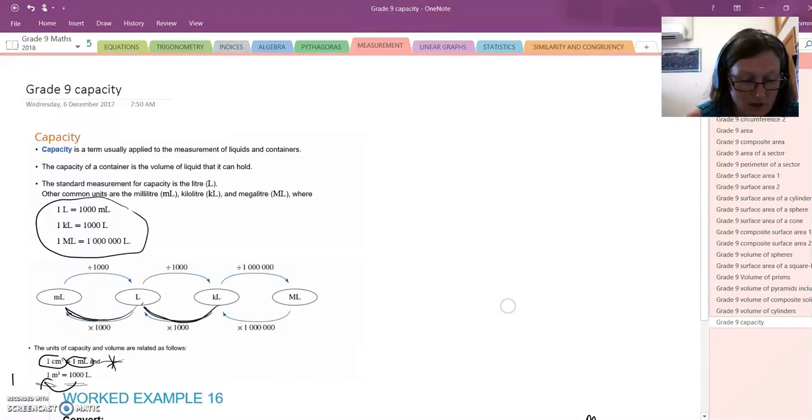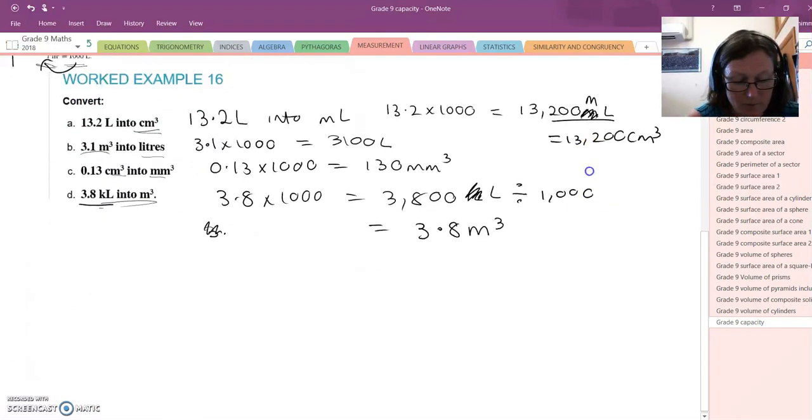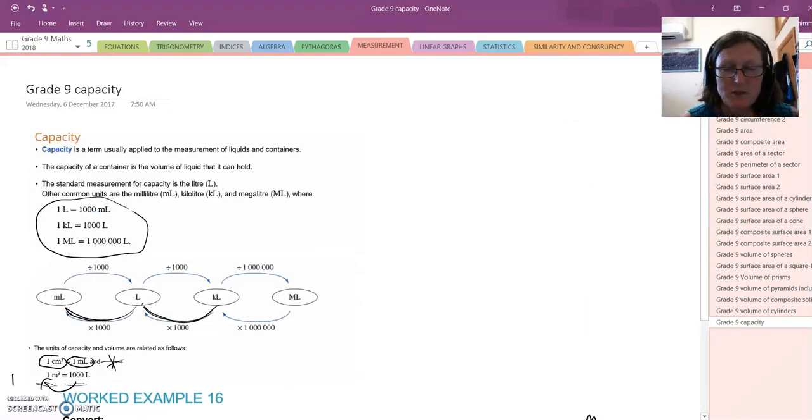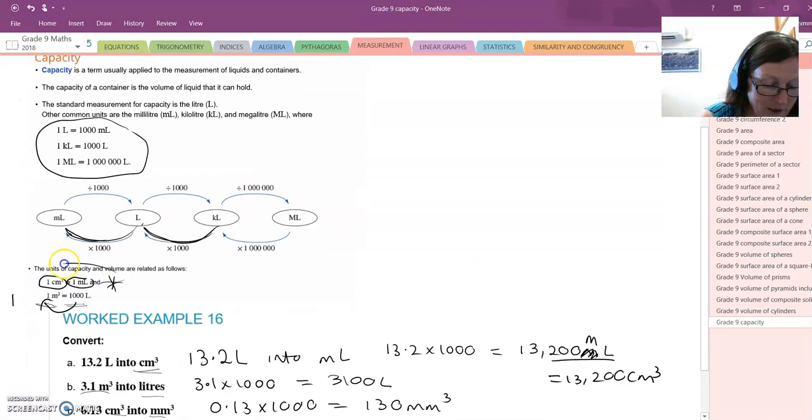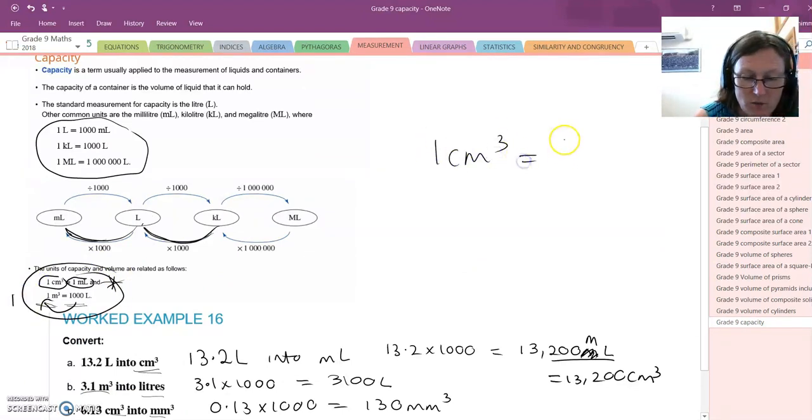So these conversion charts are in your textbook. The reason we need to know them, because sometimes questions about volume will ask you what's the volume in centimetres cubed or metres cubed. Sometimes they'll ask you the volume in capacity, and if it asks you volume in capacity, you need to understand that 1 centimetre cubed equals 1 mil of capacity. 1 metre cubed is equal to 1,000 litres of capacity.